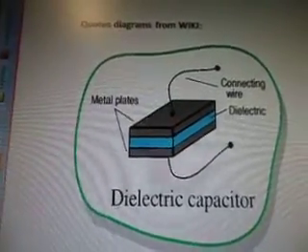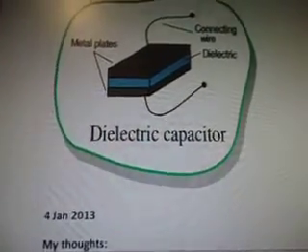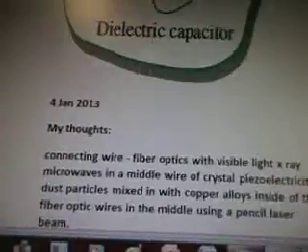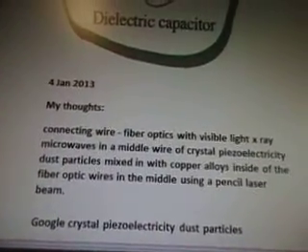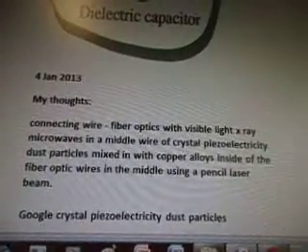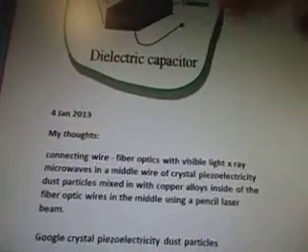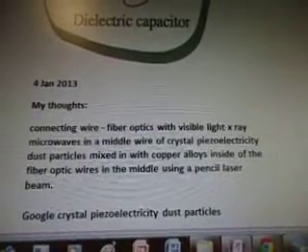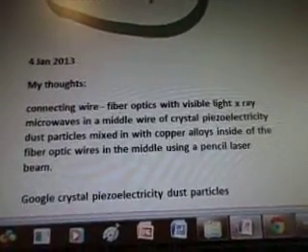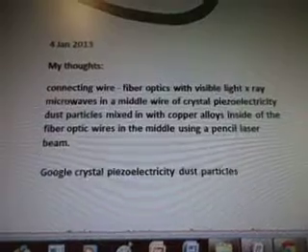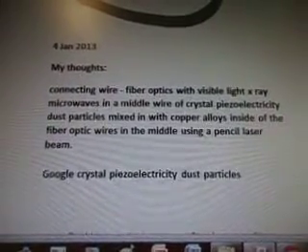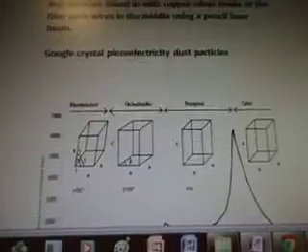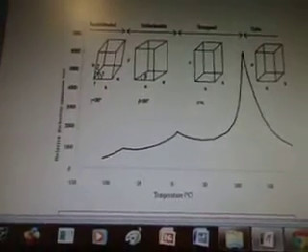So here's the quotes and the diagrams in Wiki. Connecting the wire, dielectric, metal plates, and this is a dielectric capacitor. Okay. So January 4, 2013, my thoughts. Connecting the wire, you want to make this connecting wire a fiber optic with visible light, X-ray, microwaves in the middle wire of the crystal piezoelectricity dust particles mixed in with copper alloys inside of the fiber optic wires in the middle using a pencil laser beam. So I'm going to Google crystal piezoelectricity dust particles. I want to see if they work or if they exist.